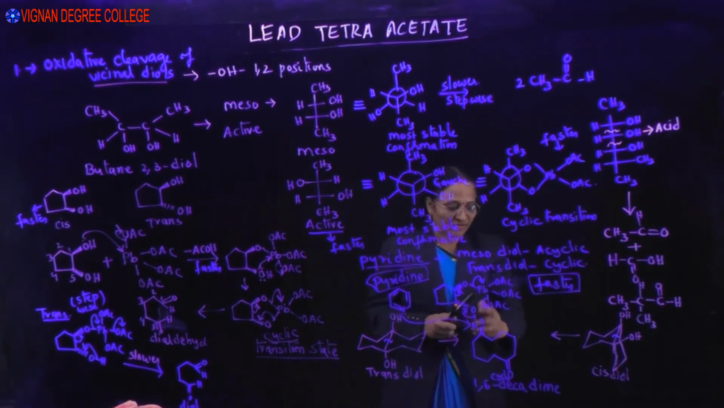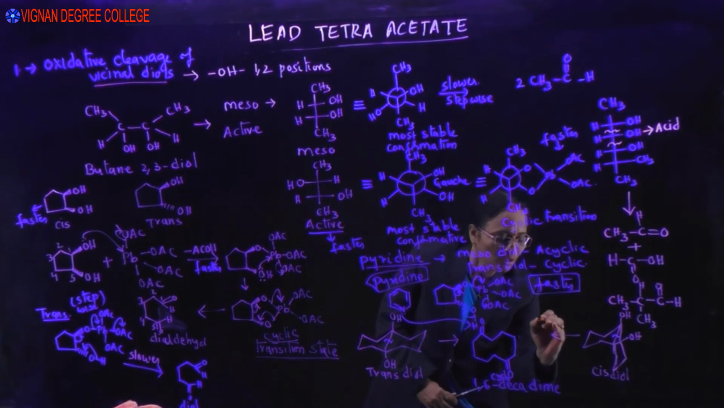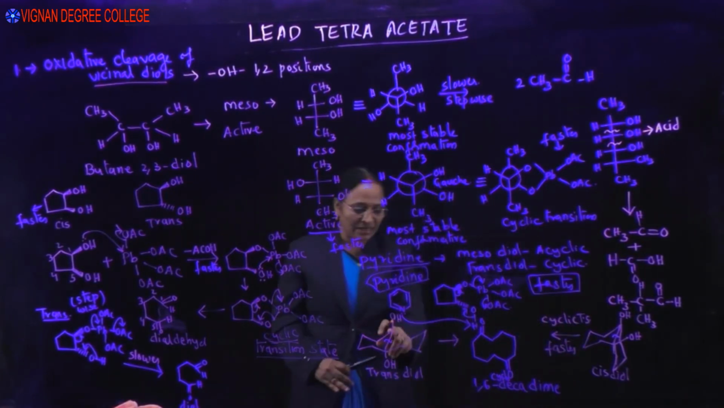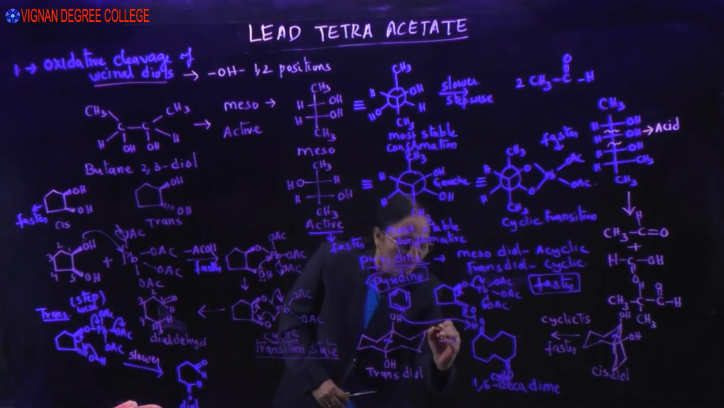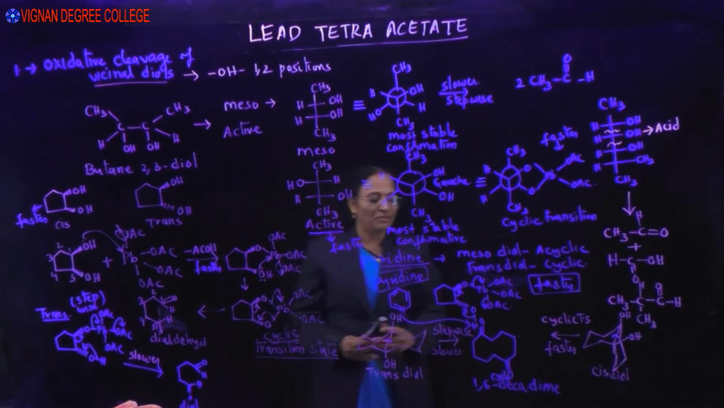The only difference is, because this is a cis-diol, the reaction occurs through a cyclic transition state. Therefore, the reaction is faster. Whereas when the reaction is occurring in case of a trans-diol, it occurs in a stepwise mechanism rather than a cyclic transition state. Therefore, the reaction occurs at a slower rate. But the product formed will be same.